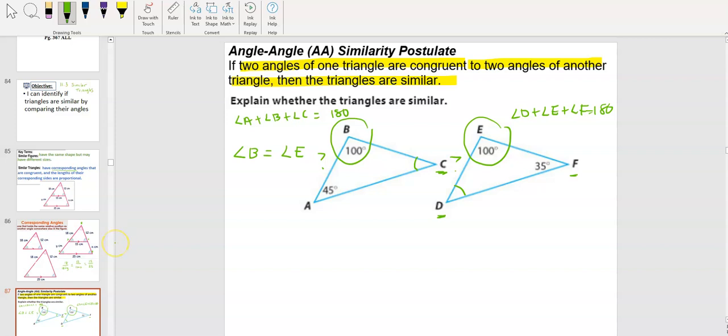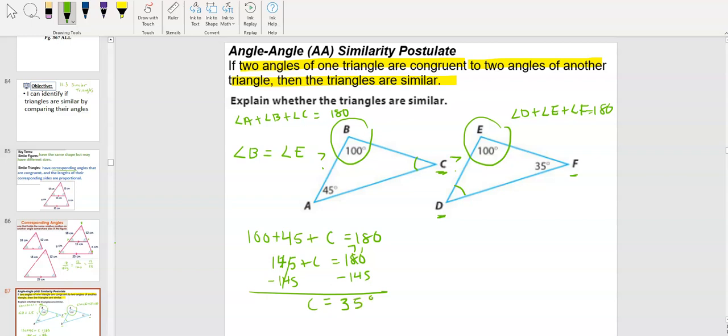four angles. So over here on triangle ABC, I'm going to do 100 plus 45 plus C equals 180, and I'm going to solve that. So that's 145 equals 180, subtract, and I'm going to get C is equal to 35. Okay, so I know that angle C is 35 degrees.